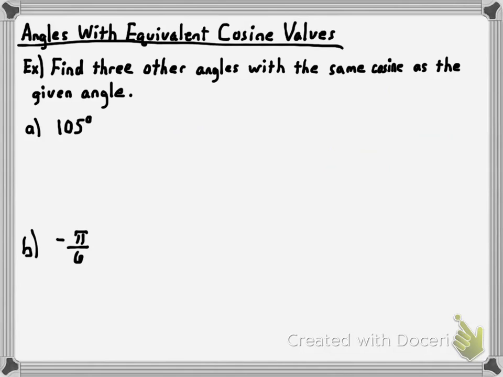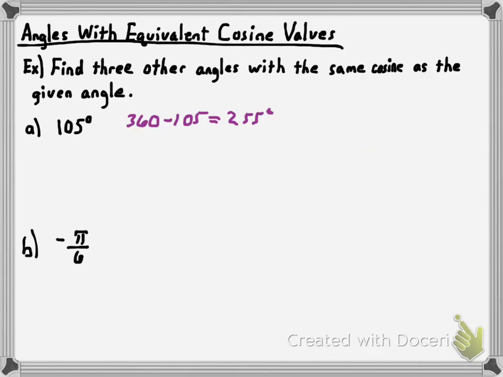Now here, what I'm asking you to do is similar to what I asked you to do with sine values. I want you to find 3 other angles with the same cosine as the given angle. Now we're only going to find one other angle that adds up to 360 degrees with this, but that is one of the answers that I'm going for. So let's do 360 minus 105. And so that'll tell us that 255 degrees would have the same cosine value as 105 degrees.